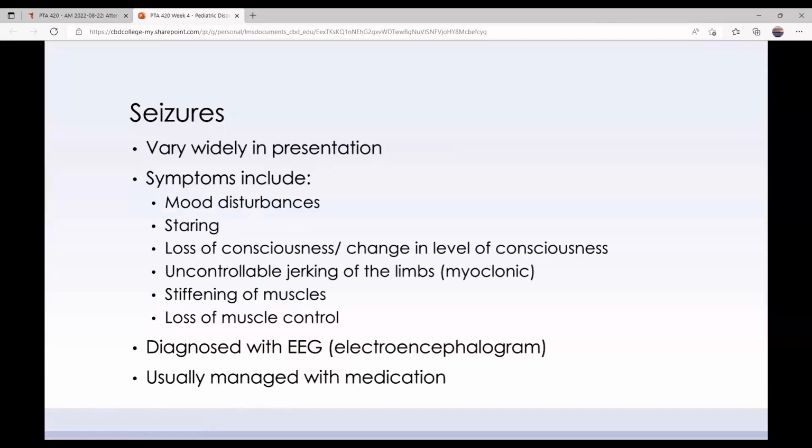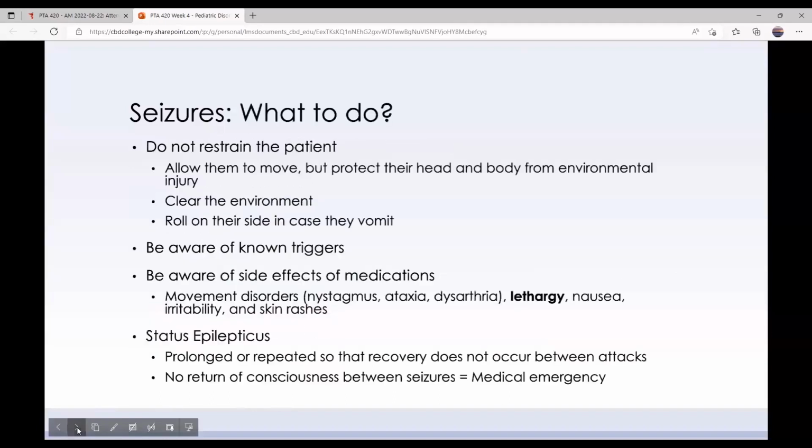There's a wide presentation, but there can be quite a bit of variation, but oftentimes there's staring, there might be a loss of consciousness, stiffness of muscles. But if someone's having a seizure, you do not restrain them. You let their body do what it needs to do, but you probably want to place them on their side, because if they vomit, they could end up choking on their vomit and passing away.